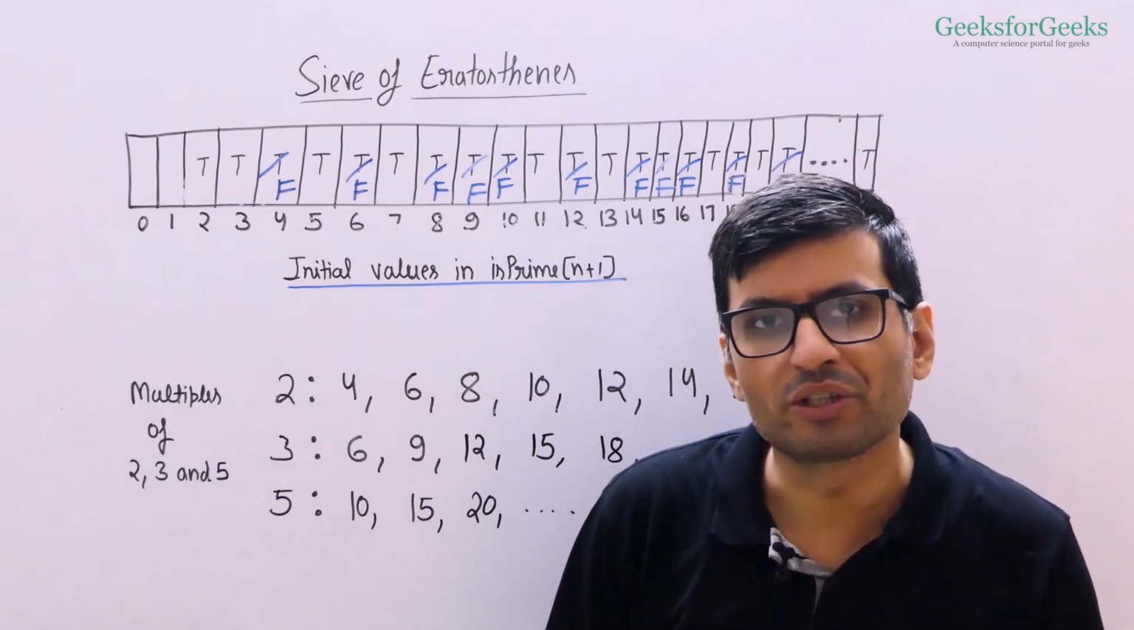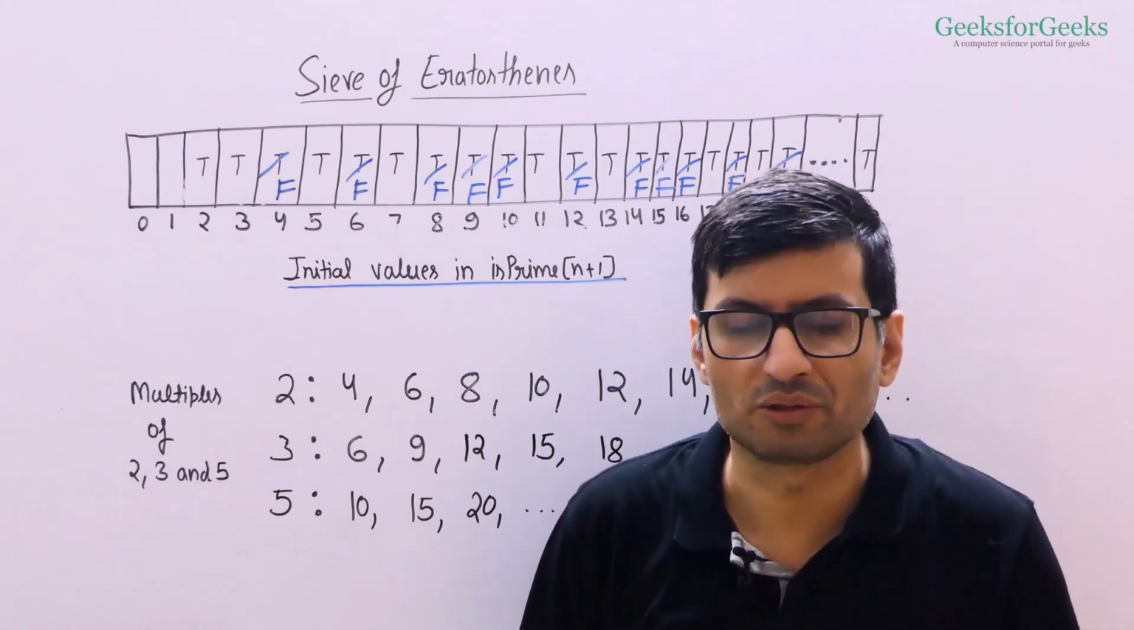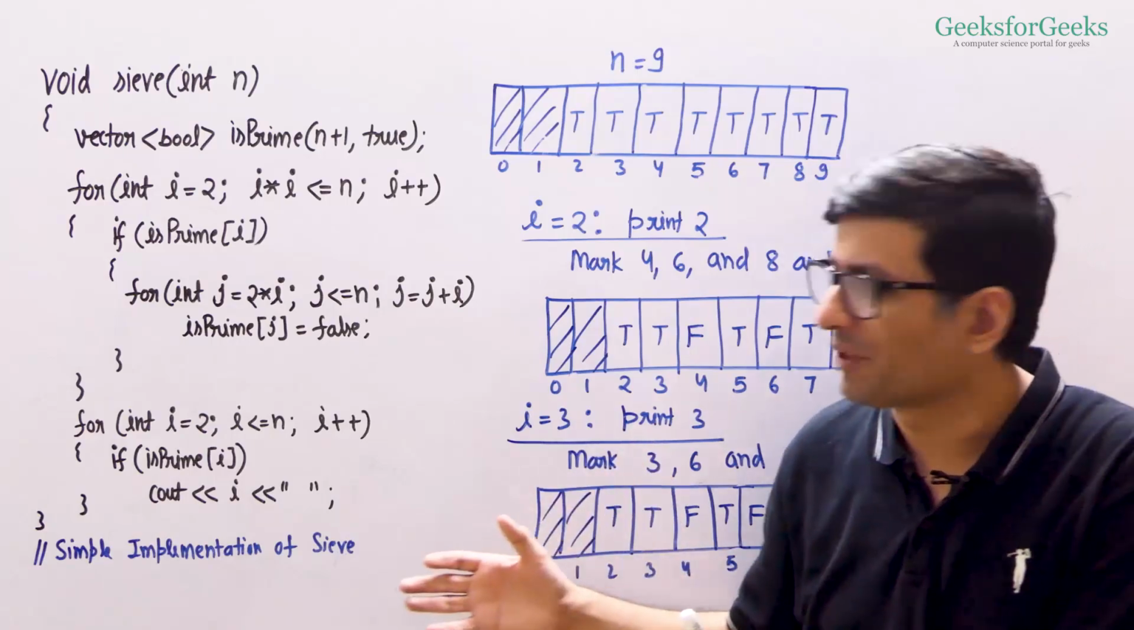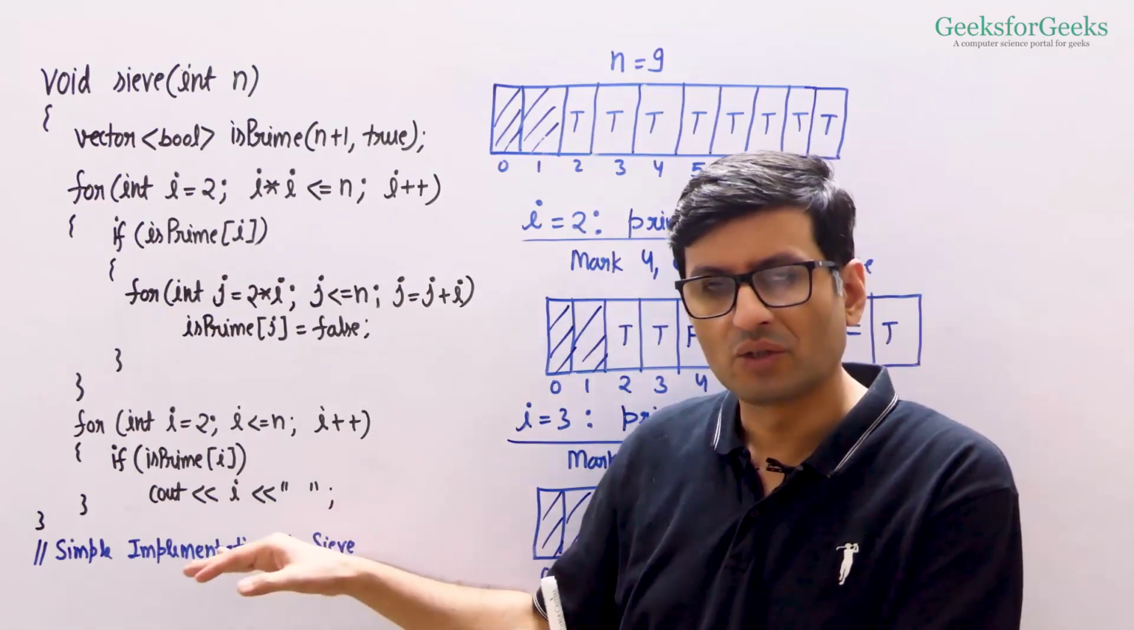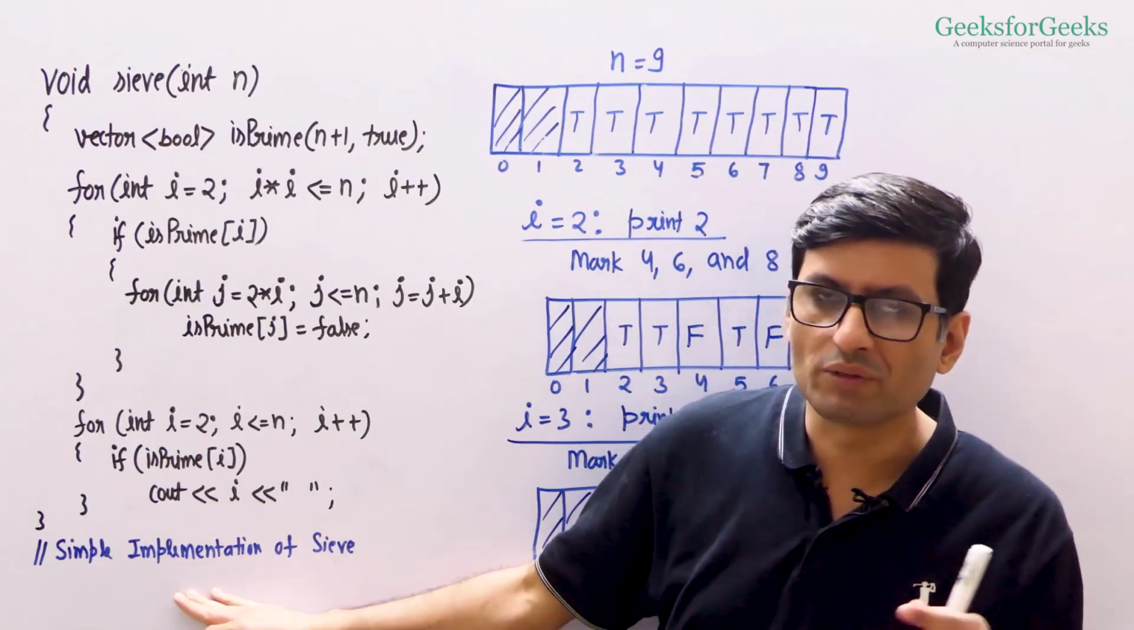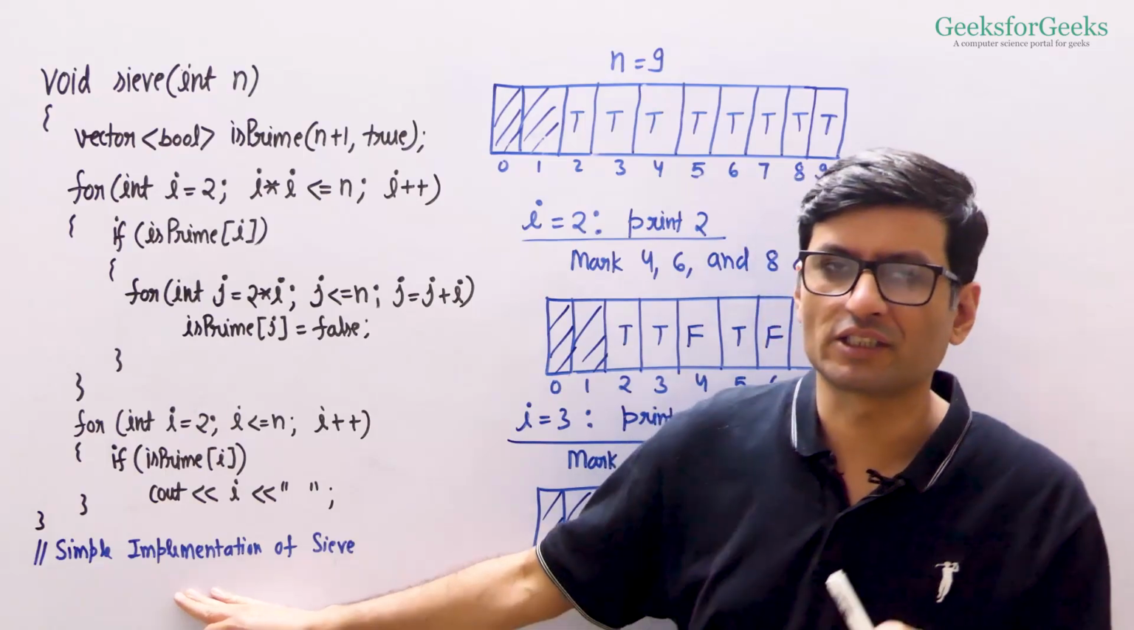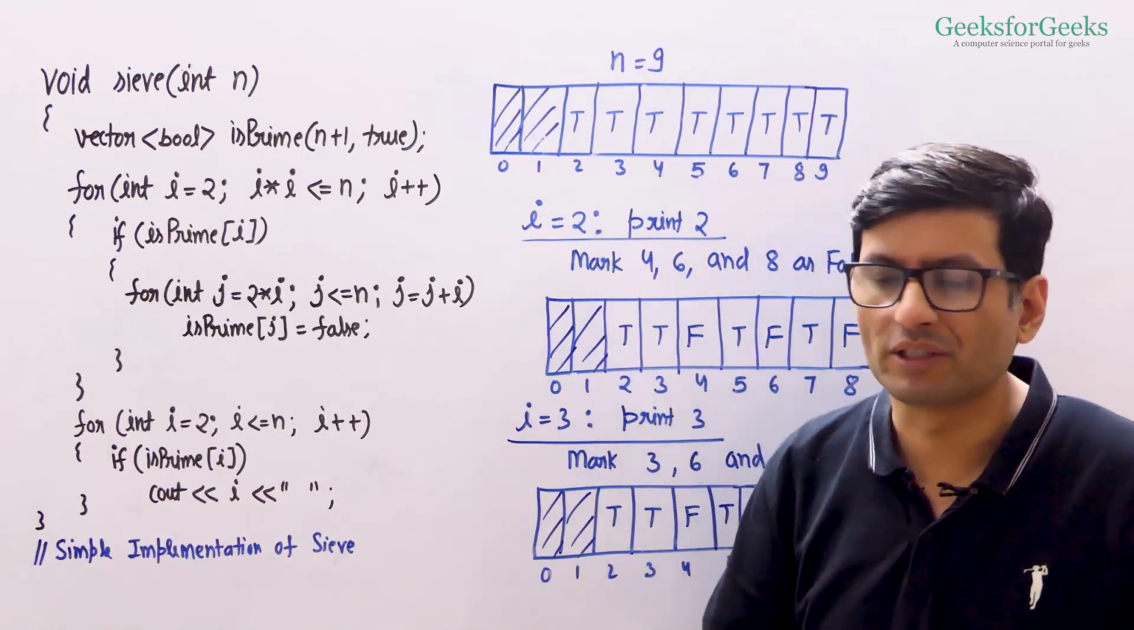So we consider multiples of only those numbers which are not yet marked. Now please pause this video and try to implement this algorithm yourself. Here is a simple C++ implementation of the sieve algorithm. We are going to talk about improved implementations later. Let's first discuss and understand a simple implementation.